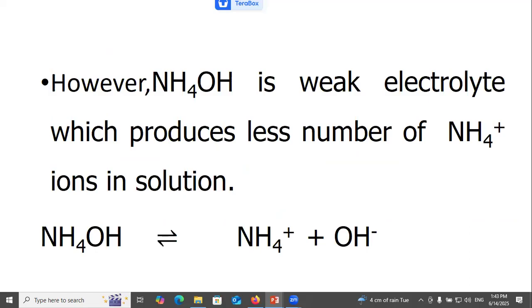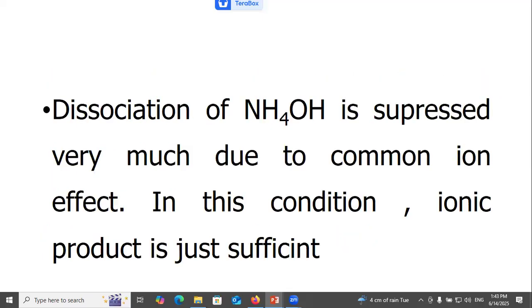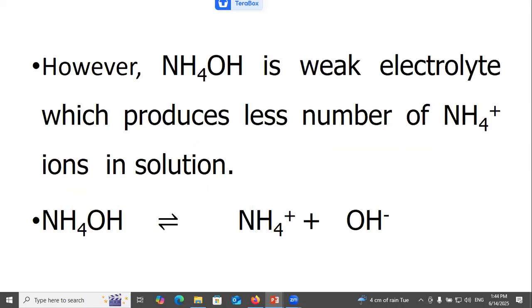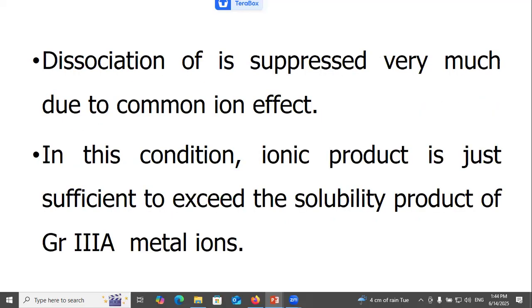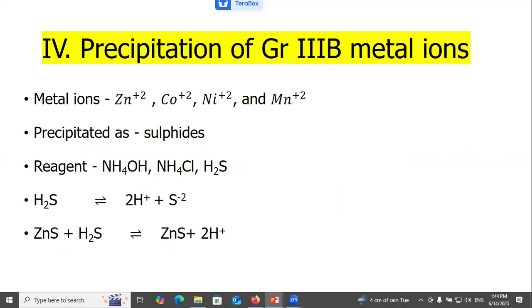However, ammonium hydroxide is a weak electrolyte which produces a lesser number of ammonium ions in solution. Dissociation of ammonium hydroxide is suppressed very much due to common ion effect. In this condition, the ionic product is just sufficient to exceed the solubility product of group 3 metal ions.